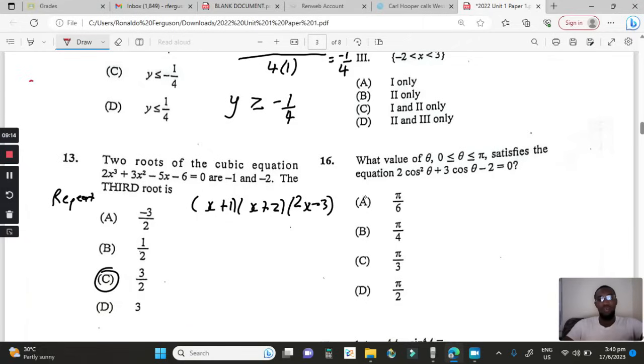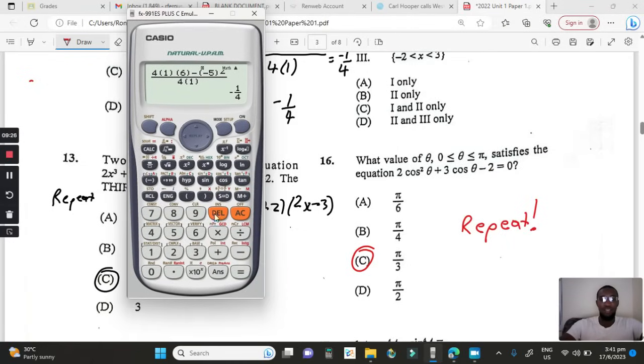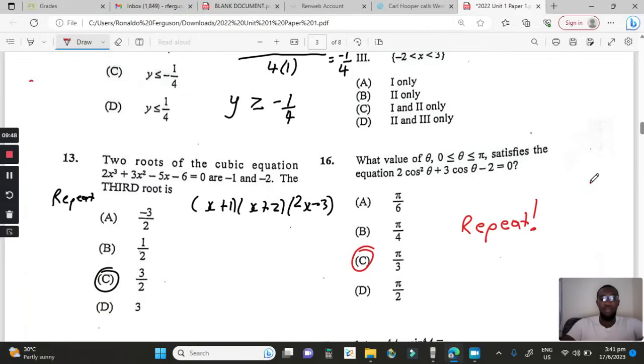Number 16 has been repeating forever. I think this is pi by 3. Alright, they always bring back that question. And if you don't believe it, you can check it in a calculator. 2 times the cosine of 60 degrees, and remember, cos 60, we need to square it. That is showing you that the answer is indeed correct. Plus 3 times the cos of 60 minus 2 gets 0. So yes, 60 degrees, right? That's been repeating forever.